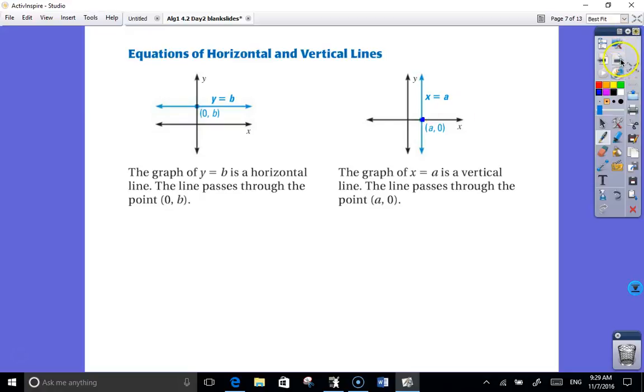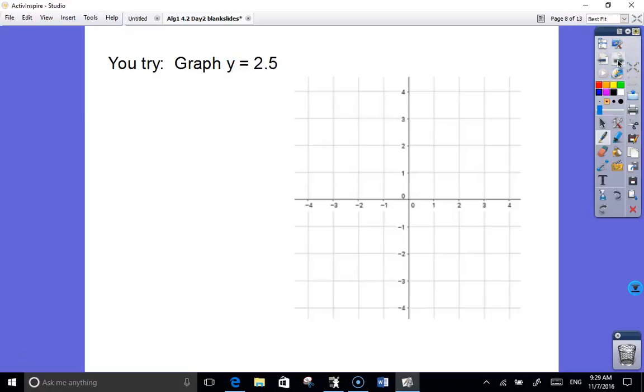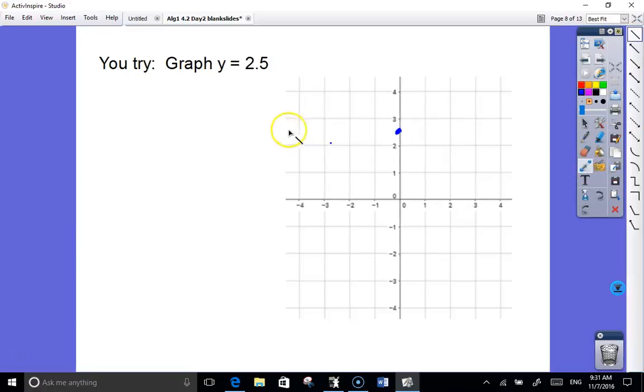Okay, so try these two. Graph y equals 2.5 on your paper, not in the calculator, on your paper. What kind of a line is it going to be? Horizontal or vertical? Horizontal because it's y equals. And what's the one point you know it goes through? It goes through a y-intercept of 2.5, which is halfway between 2 and 3. So draw a horizontal line through there. Right, should be easy.